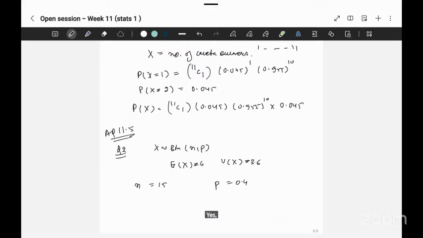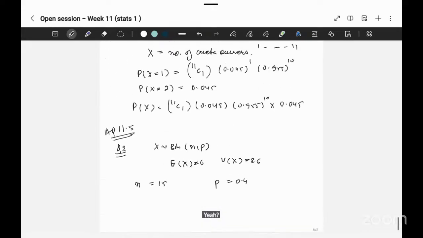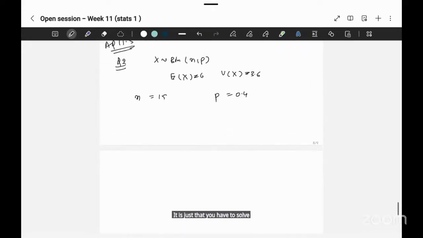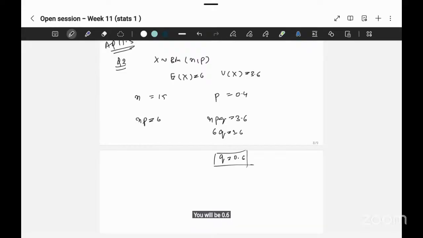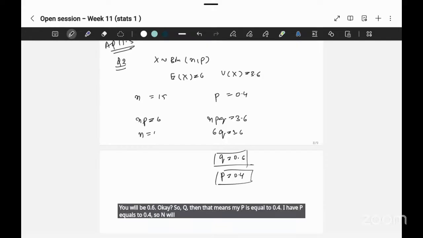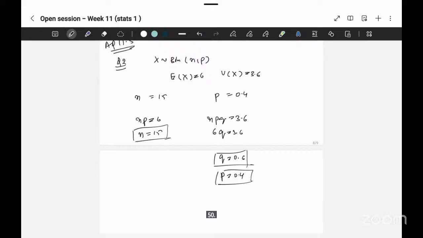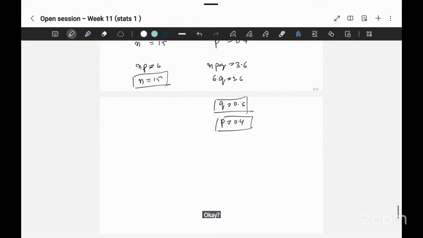Yes, ma'am. It is just that you have to solve the equation. We know that expectation np equals 6 and npq equals 3.6. So if you put 6 into q equals 3.6, q will be 0.6. Then that means p is equals to 0.4. I have p equals 0.4, so n will be 15. Okay. Now let's see some other question.